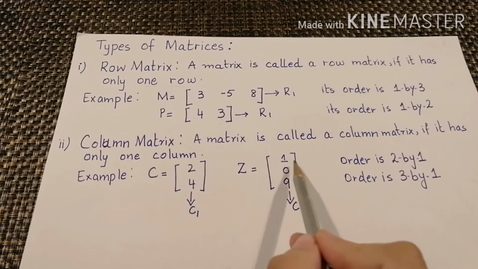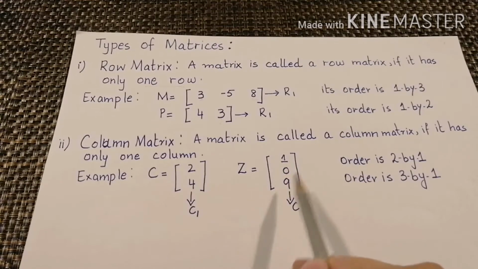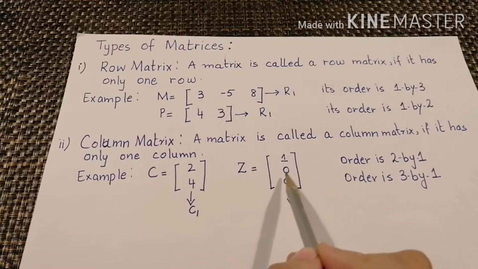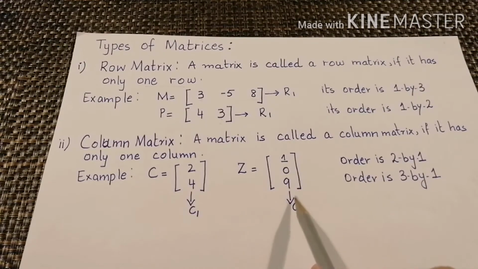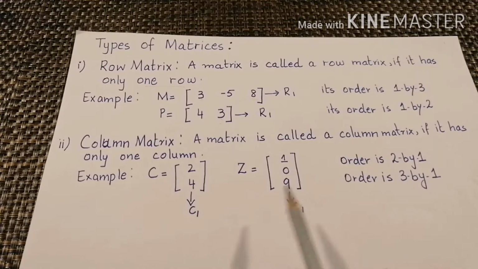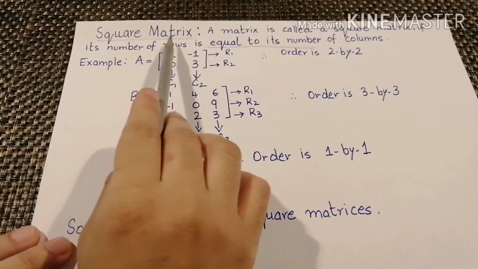Now Z is equal to [1, 0, 9]. Here again we can see there is only one column and its order is 3 by 1, three rows and one column. Now the square matrix.